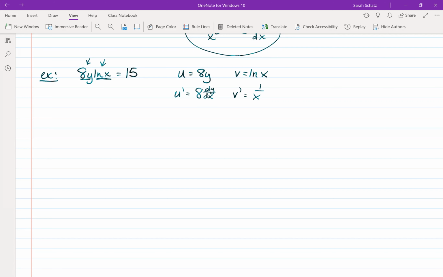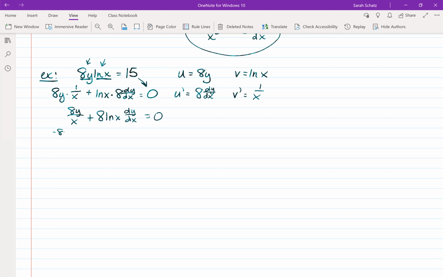Let's put it together so I can get the derivative of this side. So it's going to be u dv plus v du equals 0, because the derivative of 15 is 0. And then just get to work on solving for dy dx. So you guys, this 8y times 1 over x, I'm going to go ahead and call that 8y over x. Plus, I'm going to put this 8 in front. Let's say plus 8 natural log x dy dx. So I haven't really done anything in that step, just wrote it different.